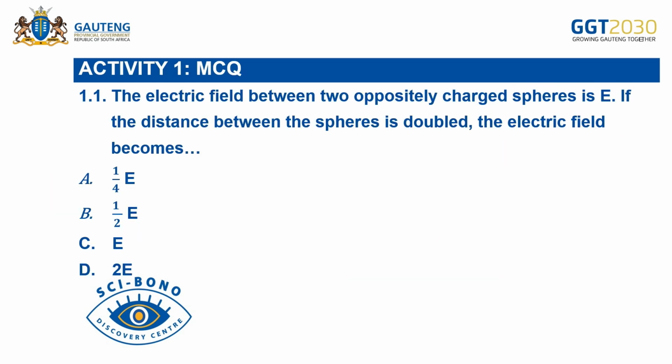Right? So now let's look at the multiple choice questions. The electric field between two oppositely charged spheres is E. If the distance between the spheres is doubled, the electric field becomes... So it's an issue of proportionality here. The equation is E equals kQ over r squared. So what are they changing here? The distance is doubled.